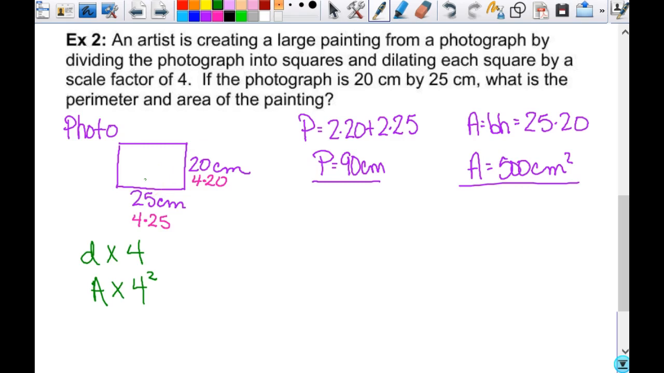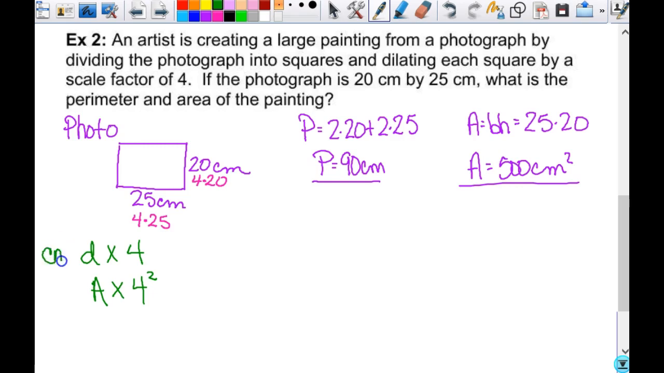And I want you to see that right here. When I find the area, I'm multiplying the base times the height. So the 20 and the 25 still get multiplied like it did over there. But then the 4 gets multiplied by the 4. That's where the 4 squared comes from. Does that make sense to you? That's why you square it when it's area. And what about perimeter? What would the perimeter be multiplied by? 4.